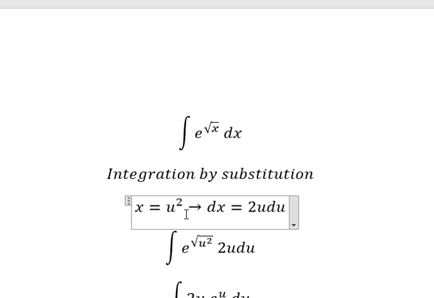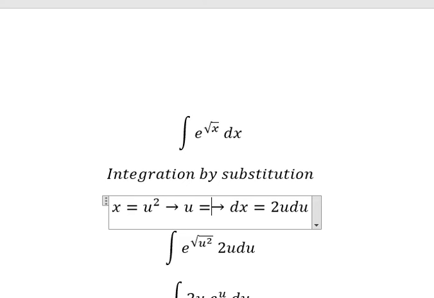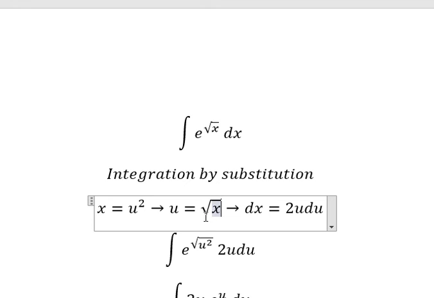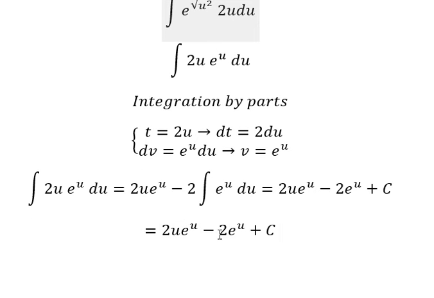So we put the square root on both sides, and we got u equals to the square root of x. So I will put this one to change for u.